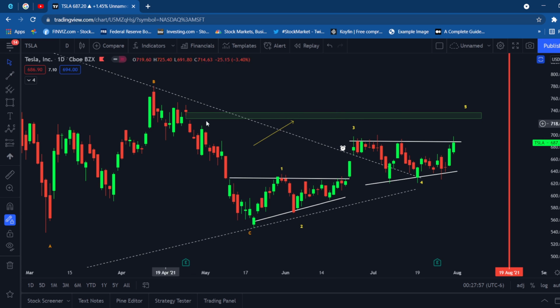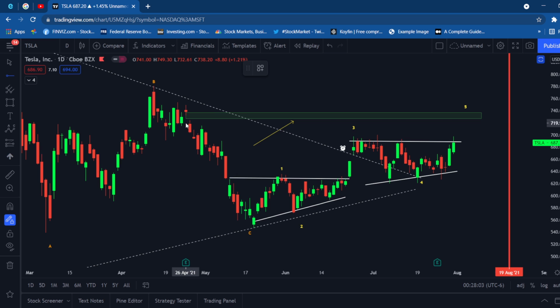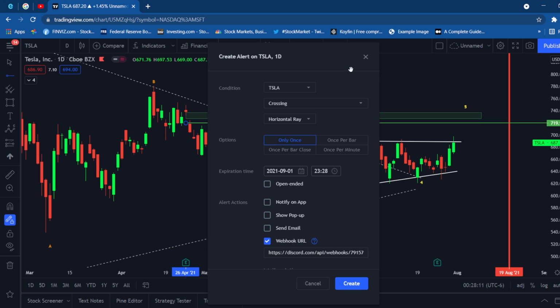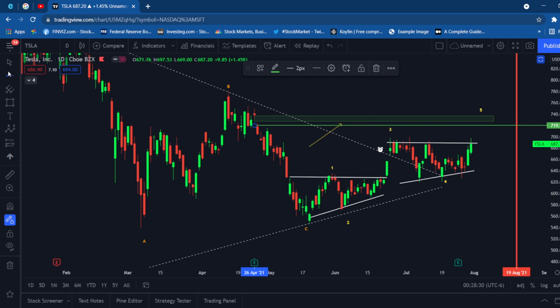Okay, so right around over here we have this very nice gap, and what I always do is set alerts. So right around over here you want to set an alert. You do need the premium for TradingView if you want to set up multiple alerts; I will leave my referral in the description down below. But again, set an alert, notify an app, send an email, and then you will actually get reminded when it breaks out.